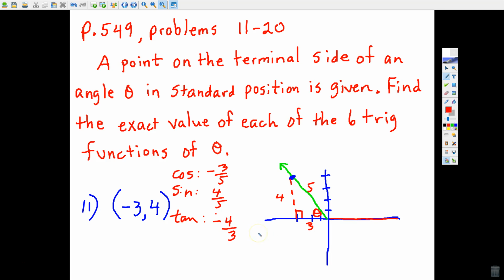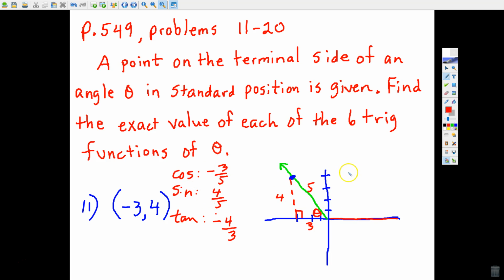So the biggest mistake that people make in this lesson is writing down the incorrect sign for the values of the trig functions. They don't pay attention to the quadrant that the terminal side falls in. And now we just have to come up with the inverses and we'll be done.